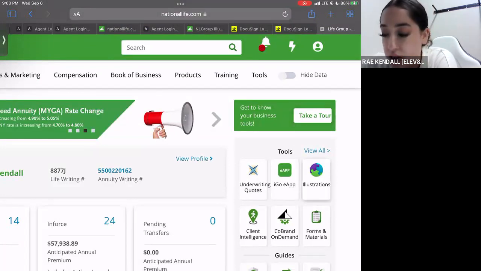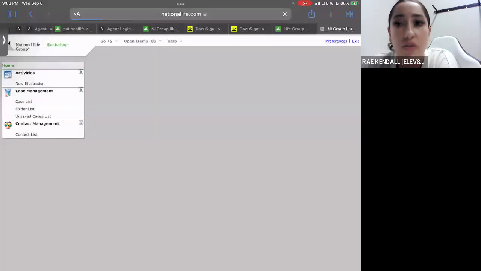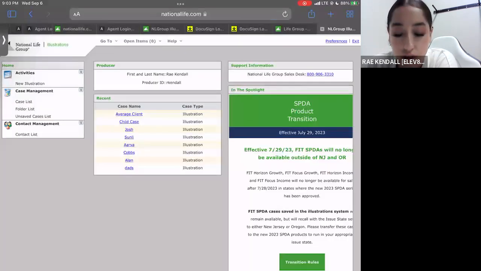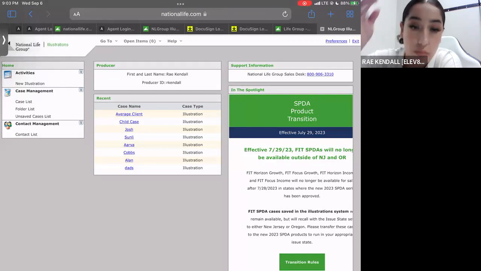So I would dive deep into that resource because it's a lot of things you could just listen in on your own time. And so if you hit illustrations, that's when it will start taking you into a live client illustration, right? When you open up the portal here, there's a few things going on. You got your home page, your producer page, your recent contacts, etc.